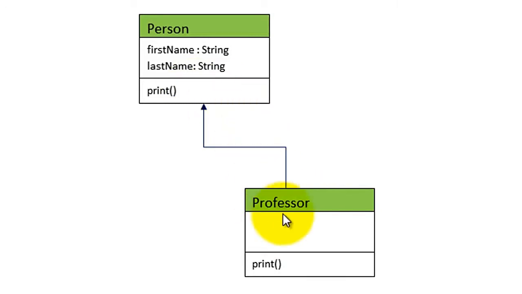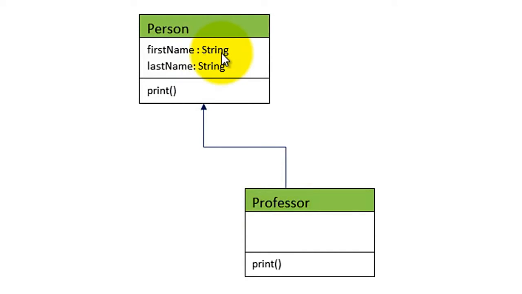In this case, professor inherits the state from person, which is first name and last name. So when we create an object of professor, we have access to the first name and last name. We don't have to create it again. The professor here is called the child class and person is called the parent class, and we also refer to this as the subclass and this one as the superclass. Many different names.